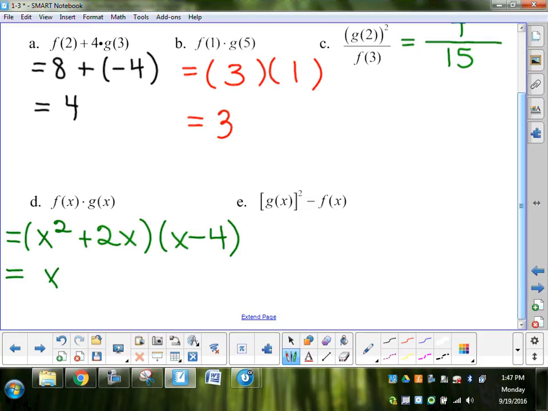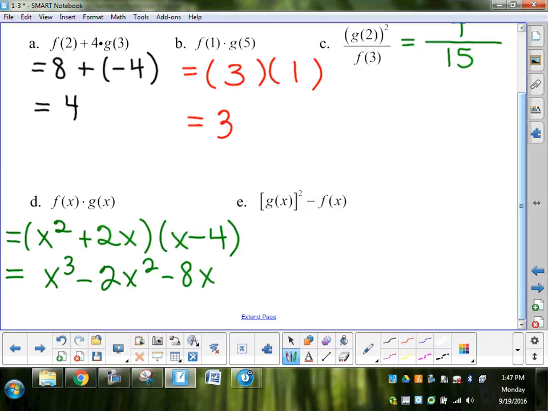X cubed plus 6x squared. Is that what we got? Yes or no? I thought there's something. Is this a 2 here? Minus the 11. Minus 2x.